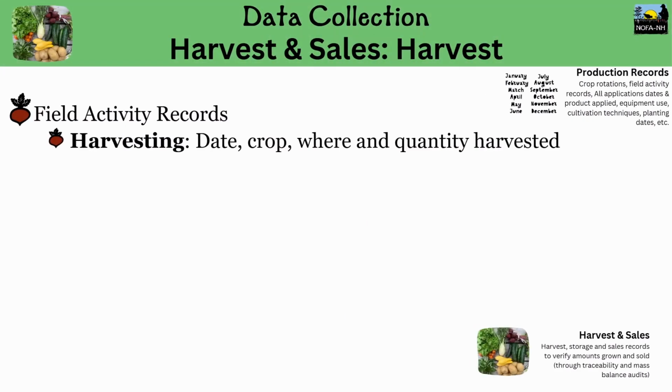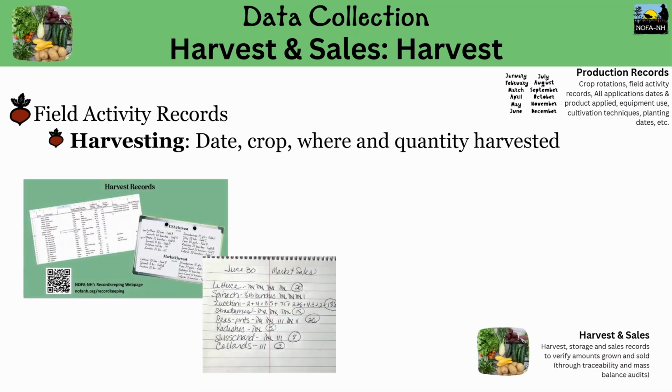Harvest and sales are both vital components of farm management that ensure transparency and efficiency in your farming operations. First, let's talk about the harvest. Keeping detailed records of what is harvested, where it was harvested from, the date, and the weight or count is needed. This not only helps in tracking your yield, but also in assessing the productivity of specific fields.